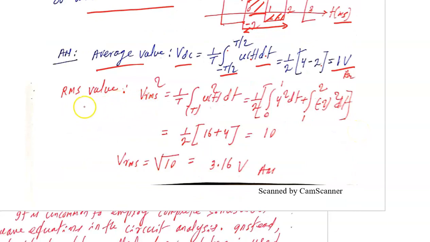Let us try with the RMS value. Vrms square is 1 upon T over a period v square t dt, 1 upon 2, 0 to 1, 4 square dt, plus 1 to 2, you can see 1 to 2, minus 2 square dt. So half, this gives you 16 and this gives you 4, that is 20 upon 2, that is 10. This is not the RMS, this is the RMS square. So Vrms is root 10.